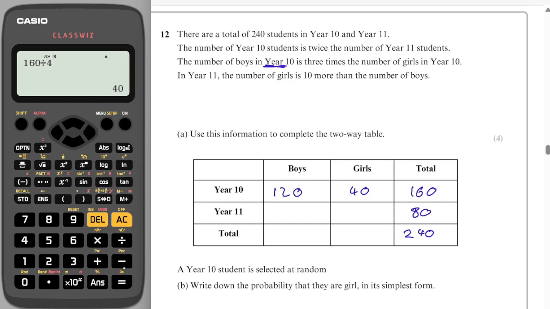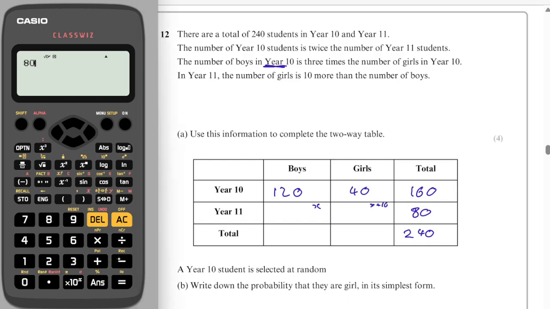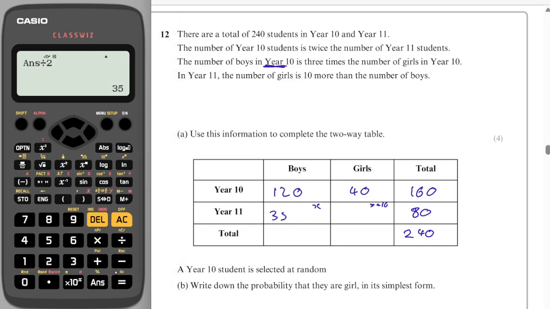Okay, in year 11, the number of girls is 10 more than the number of boys. So if we call, in effect, this would be x, and then this would be x plus 10. So 80 minus the 10 is going to be 70 divided by 2. So there are 35 boys, and then 10 more girls, so 45 girls.